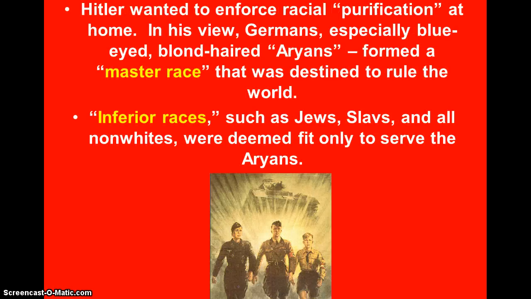Hitler wanted to enforce racial purification at home. In his view, Germans, especially blue-eyed, blonde-haired Aryans, formed a master race. They were destined to rule the world. He claimed there were inferior races, such as Semitic peoples, which are Jews and Arabs, but mainly Jews, because Germany at the time did not have many Arabs. You had Slavs, which were Balkan nations, and all the non-whites who were deemed fit only to serve the Aryans.